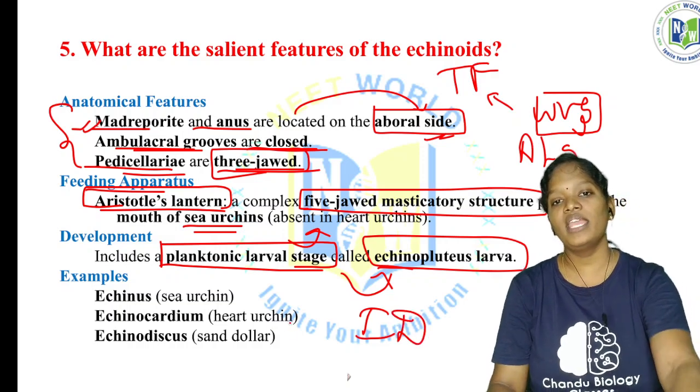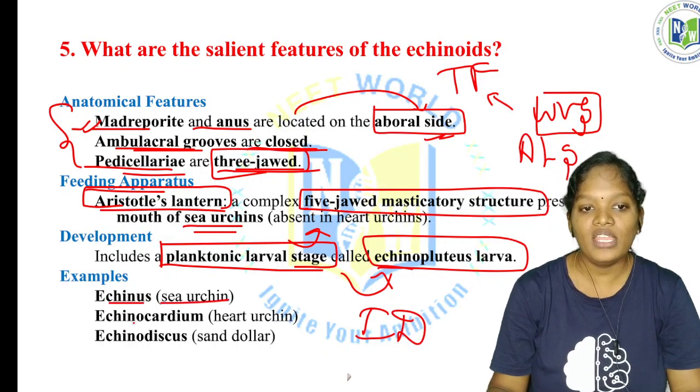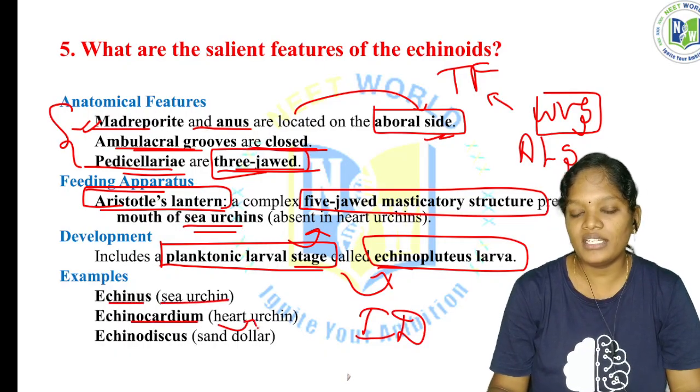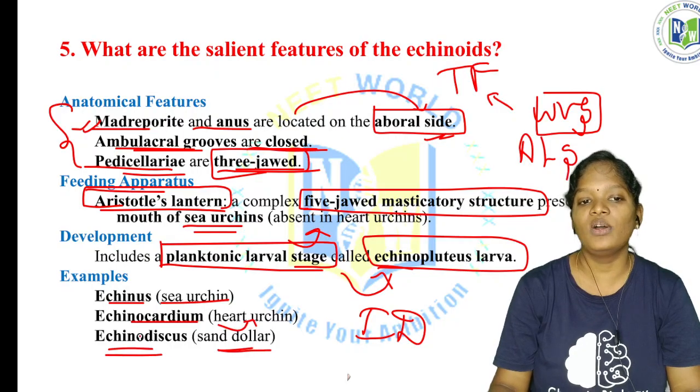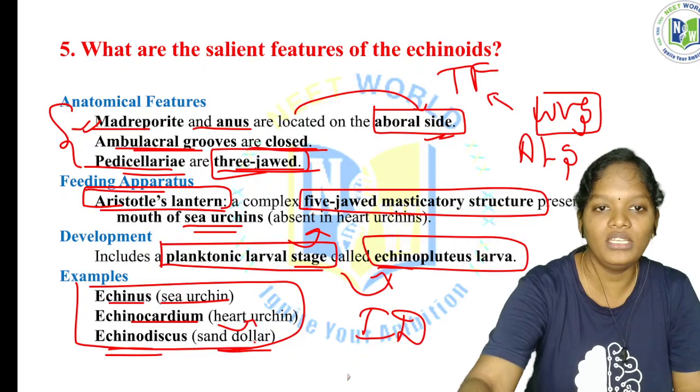So what are the examples for these echinoids? Echinus, that is sea urchin; Echinocardium, that is heart urchin; Echinodiscus, sand dollar. So these are the scientific names as well as the common names. This is a very important thing.